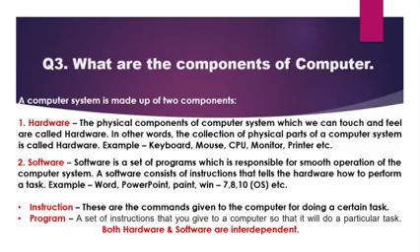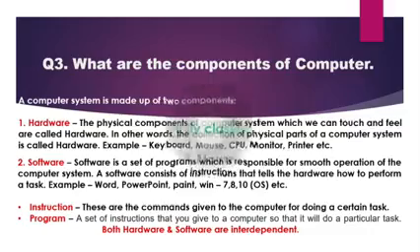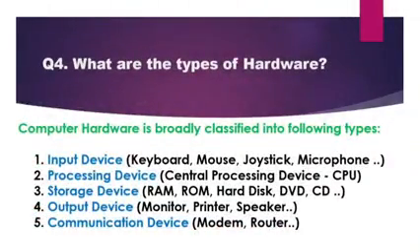Then what is a program? A program is a set of instructions that you give to a computer so that it will do a particular task. Both hardware and software are interdependent. Then question number 4. What are the types of hardware?